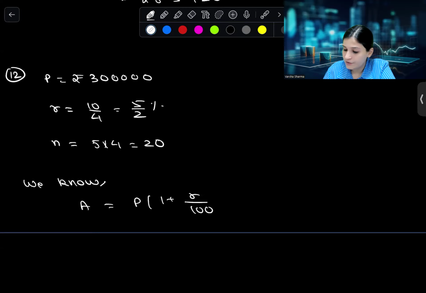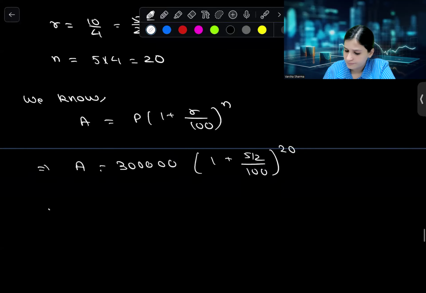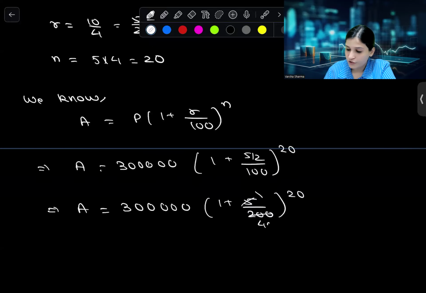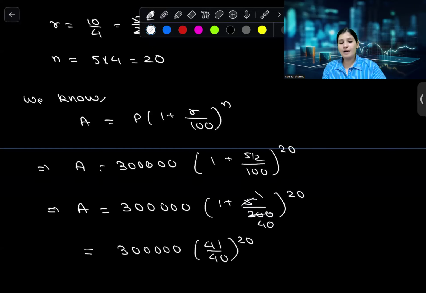A equals P into 1 plus R by 100 to the power n. 3 lakh into 1 plus 5 by 2 upon 100 to the power 20. That is 1 plus 5 by 200, which is 41 by 40 to the power 20. Now again, power 20, it's not possible for us to do manually. So we'll again take the help of logarithm.